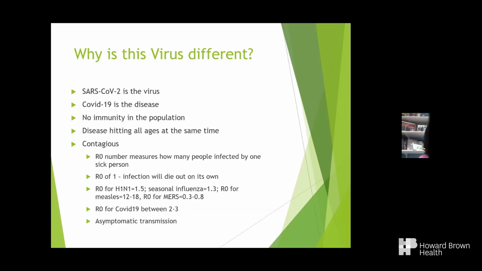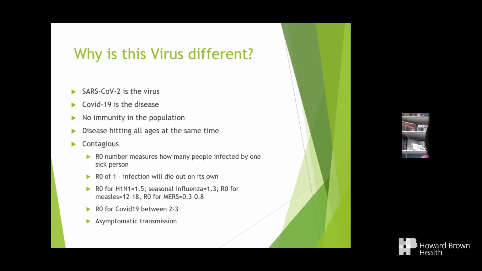The other thing is what I alluded to earlier, where we talk about the R0 number. That tells us how many people are infected by one sick person. So if the R0 is 1, the infection will die out on its own over time. The R0 for H1N1, which we recently went through, is actually above 1. It's 1.5, but we had other mechanisms to help get rid of that. We had vaccines, we had treatment. Seasonal flu, again, similar, 1.3.